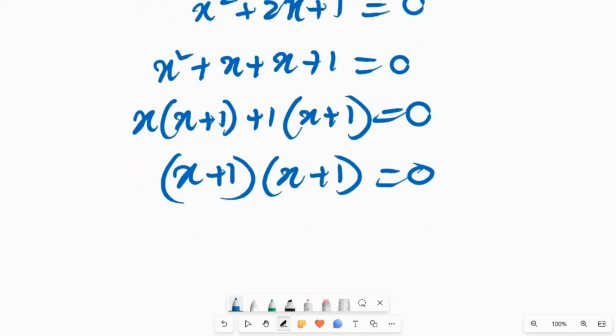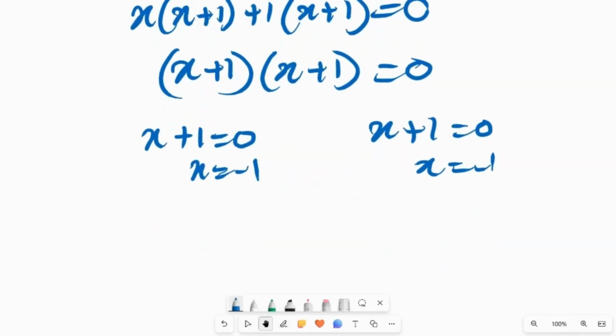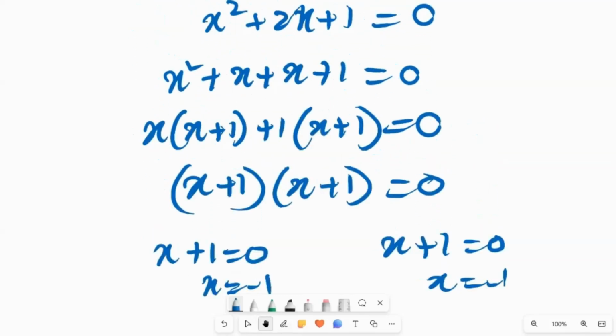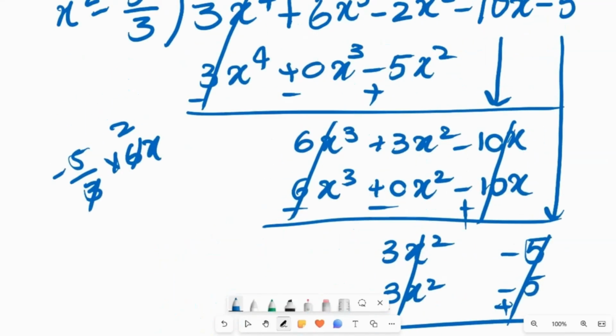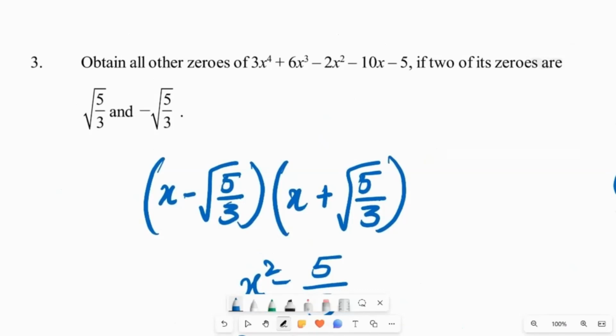So the other zeros are, if two numbers multiply to get 0, either of the two numbers should be 0. So x plus 1 equal to 0 or x plus 1 equal to 0. Therefore x equal to minus 1 or x equal to minus 1. So the other two zeros of the biquadratic polynomial they gave are minus 1 and minus 1. So I would write the therefore statement as, if minus root 5 by 3 and plus root 5 by 3 are zeros of this given biquadratic polynomial, then the other two zeros are minus 1 and minus 1.